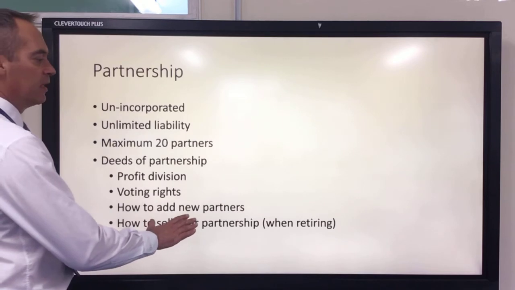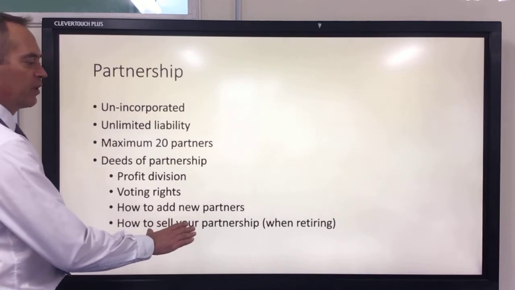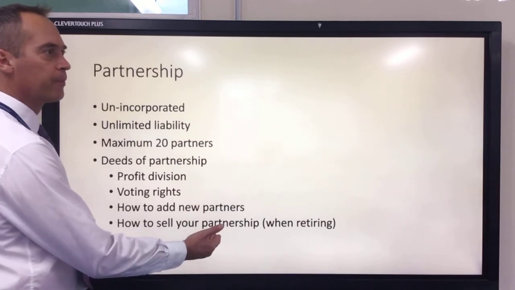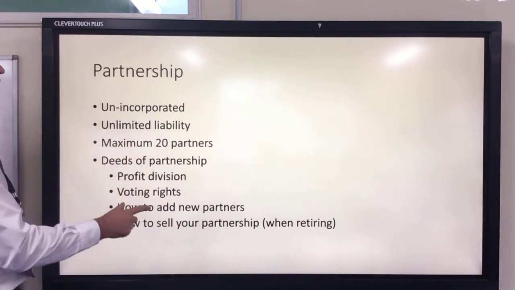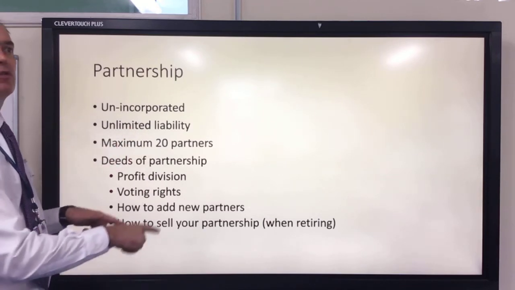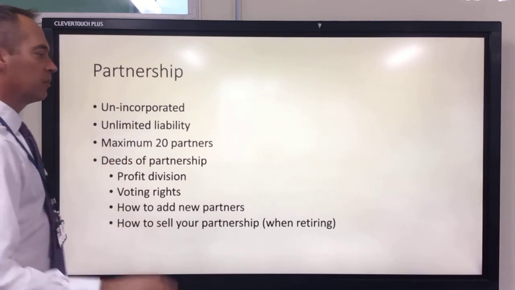Remember that if an old partner retires and sells their partnership to someone new, because of unlimited liability, the existing partners would be liable for a mistake the new person would make. Something to bear in mind.